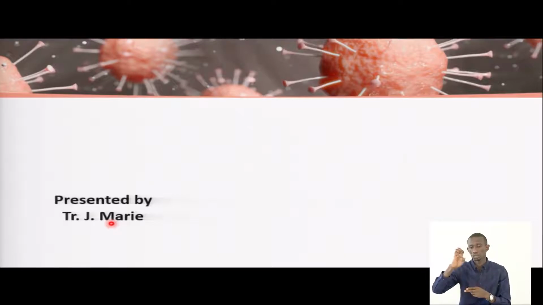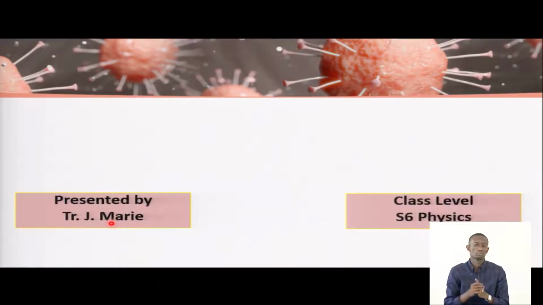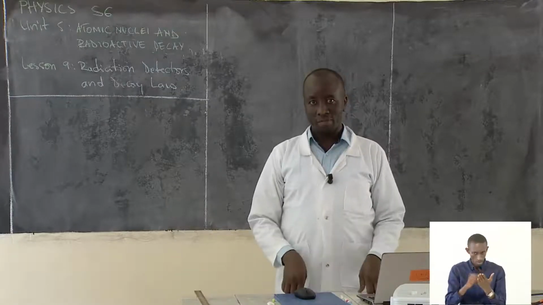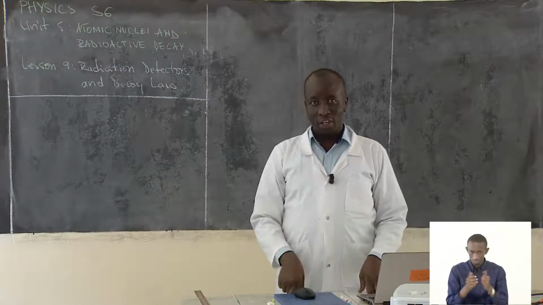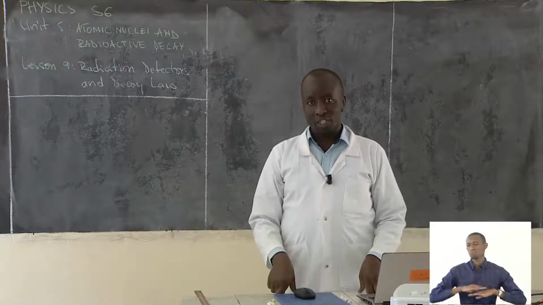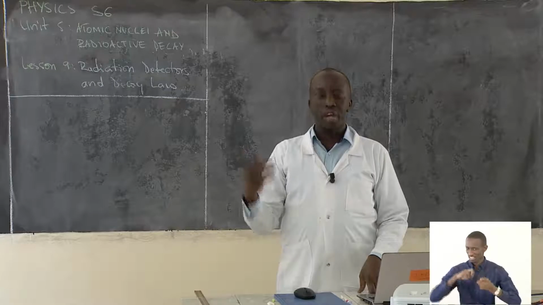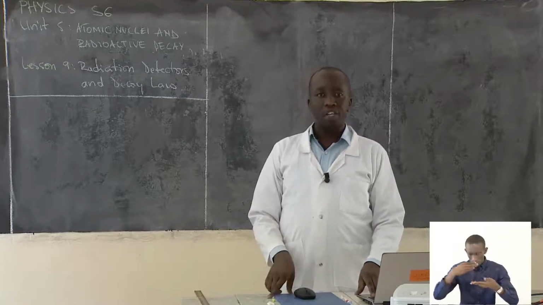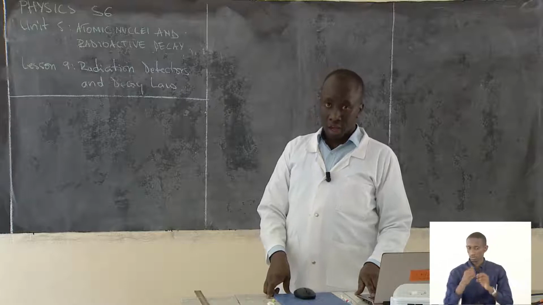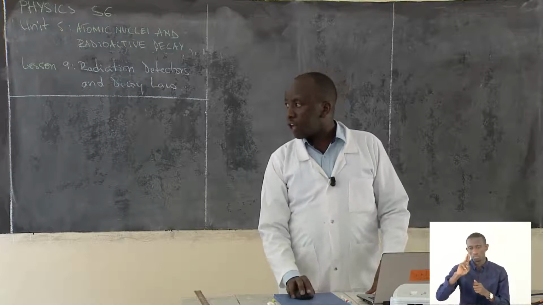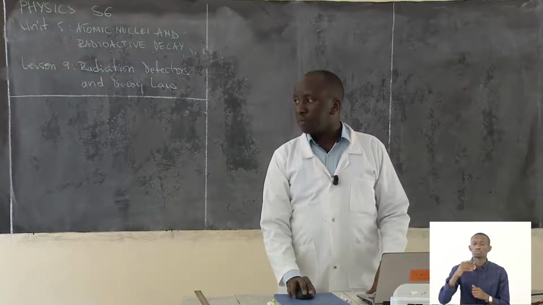And today's lesson is for all of the senior 6C classes, and it is physics, you know that. I hope you are ready with the calculators so that you can perform the calculations together with me. You sit comfortably in front of your TV screen, and then you follow and you enjoy physics. So we are still discussing unit number 5, atomic nuclei and radioactive decay. And the lesson title of today is radiation detectors and decay law. This is what we have for today.